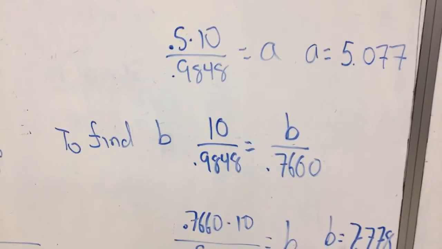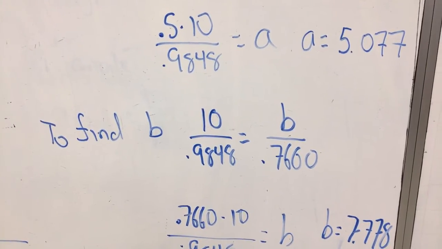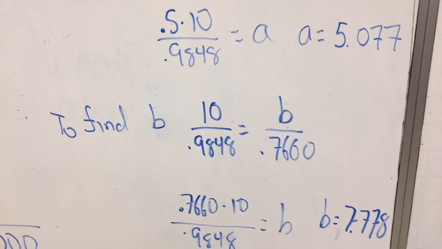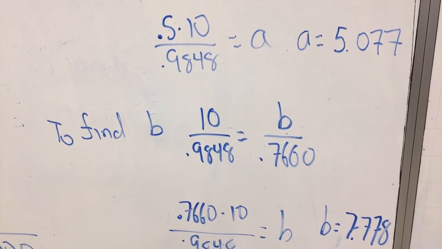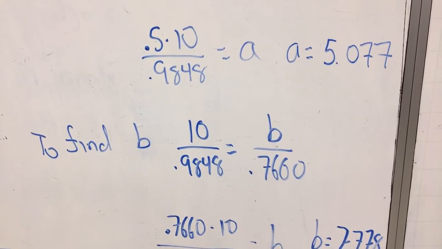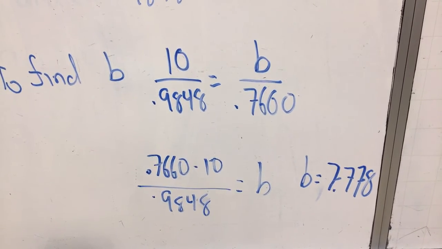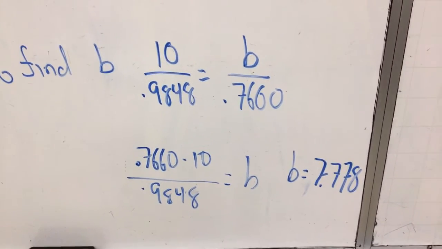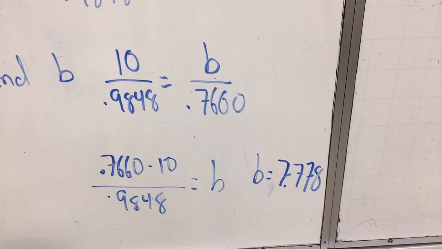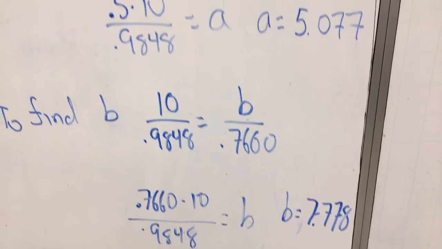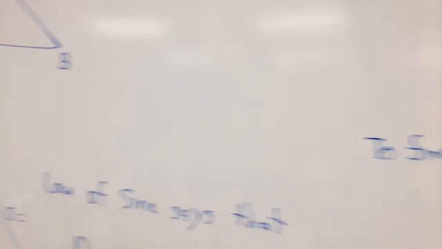And then to find B, I take the 10 over 0.9848. Notice those are the two components that I have. And I'm going to say that that 10 over 0.9848 is equal to B, the length of B, over 0.7660, because that was the sine of 50. All right, so you do a little algebra on that one. 0.7660 times 10 divided by 0.9848. That decimal is a little high. And you will find that B is equal to 7.778. Anyway, that is the use of the law of sines, okay?